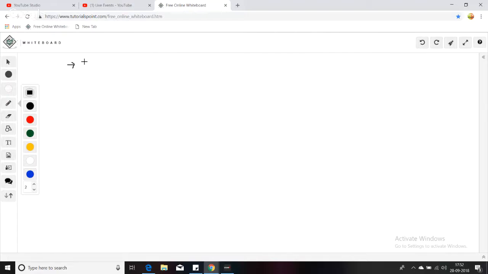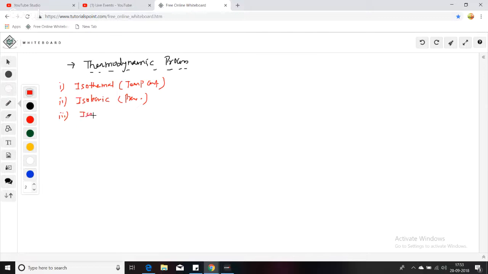Various thermodynamic processes: isochoric, isothermal, adiabatic. Basically we know all these processes, and most of you have this idea. Isothermal, temperature constant. Isobaric, pressure constant. Isochoric, volume constant. Then we have adiabatic, no heat exchange, right? So del Q is equal to 0.